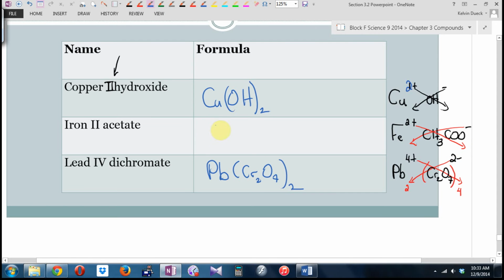Final formula. Fe's, irons, how many? Sorry? Oh, just 1? Am I going to write the 1? No. Again, you can. I'm not going to because I'm lazy. And then how many acetates? How many CH3COOs? In brackets, 2 of them.